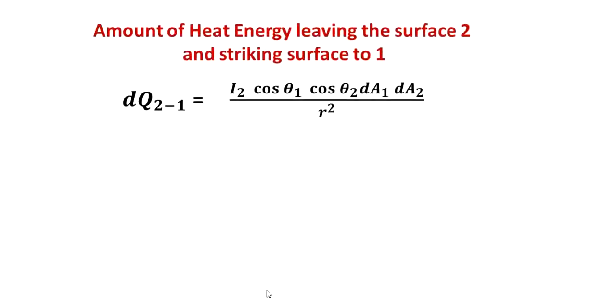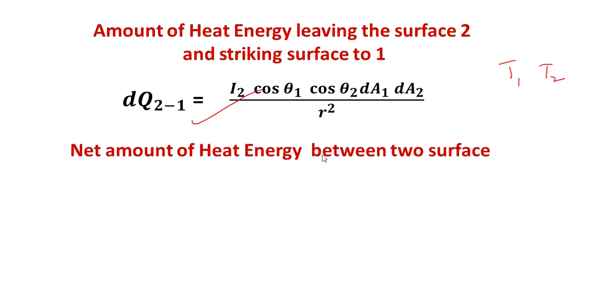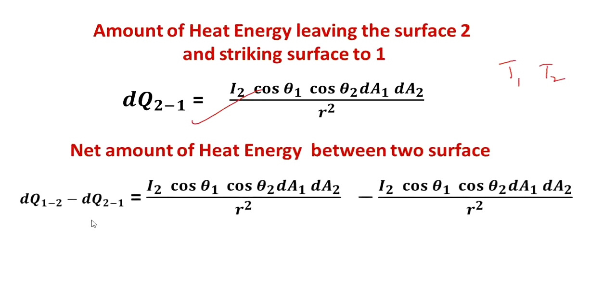And then the amount of heat energy leaving the surface 2 and striking the surface 1. We are dealing here with the heat transfer between the two surfaces. You will get the same equation. Depending upon the temperatures T1, T2, which one will receive the energy and which one will be the source is decided. Net amount of heat energy transfer between the two surfaces is dq1 to 2 minus dq2 to 1, which we have taken here.